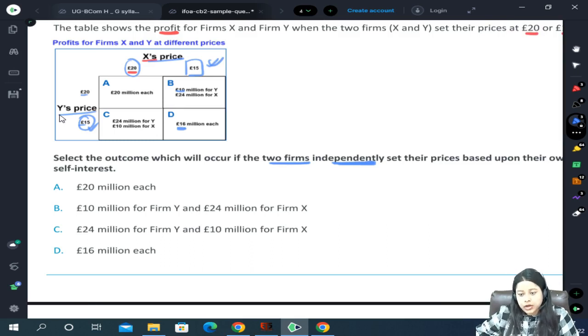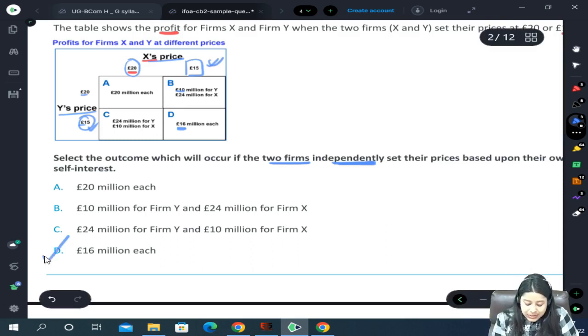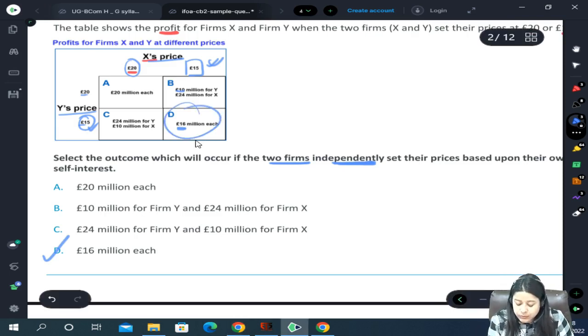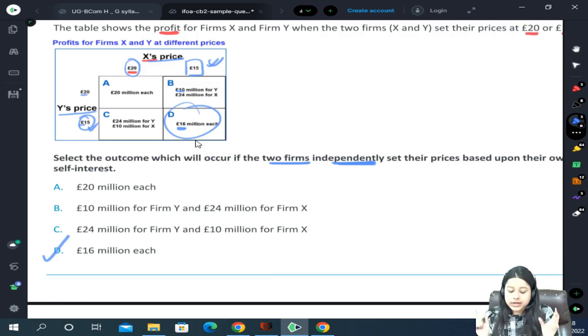Clear? So my answer is what? 16 million for each. Very good, Vishaka. We have done this question in the last class. Right? So this is a what? Nash equilibrium. This is a Nash equilibrium, both of them setting the price at 15 each, and they are not willing to move away from this. They don't have any incentive to move away from this particular price unless they collude. If they collude, they would have set it as A.